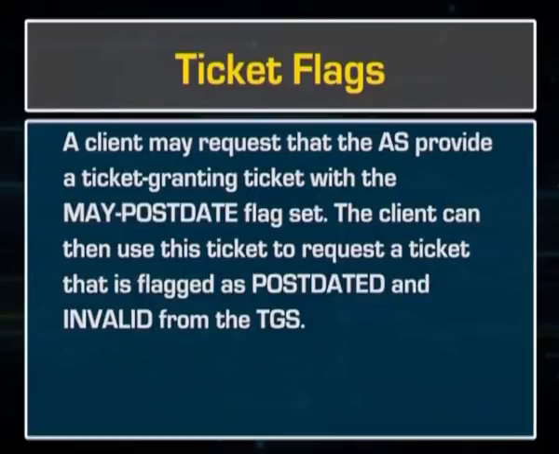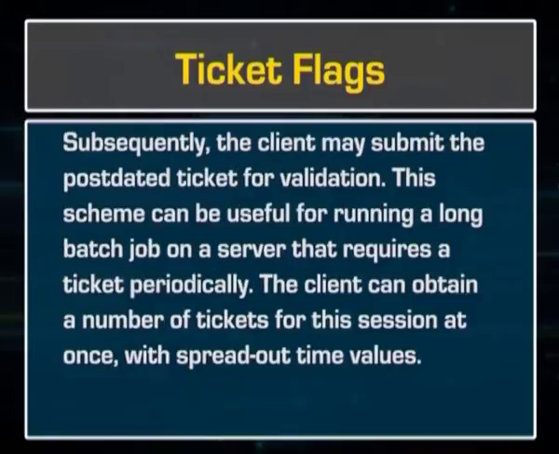The client may request that the authentication server (AS) provide a ticket granting ticket with the May-postdate flag set. The client can then use this ticket to request a ticket that is flagged as postdated and invalid from the TGS. Subsequently, the client may submit the postdated ticket for validation. This scheme can be useful for running a long batch job on a server that requires a ticket periodically.